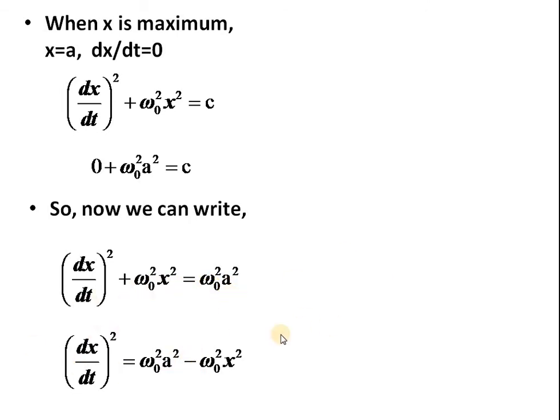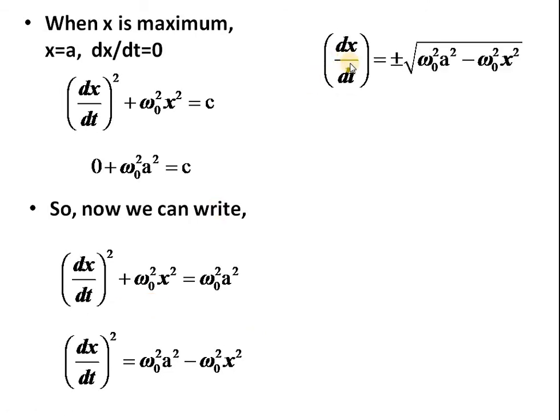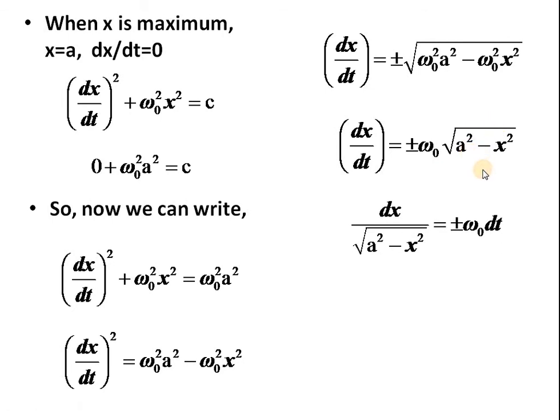A simple rearrangement, left and right, will give you dx/dt is equal to plus or minus, because the square root is coming over here, plus or minus √(ω0²a² − ω0²x²). So dx/dt is actually called the velocity. Understand? Velocity. And dx/dt is equal to ω0, you can take outside, and inside will be the square root of a² − x². And there is a plus or minus coming because we are taking the square root.